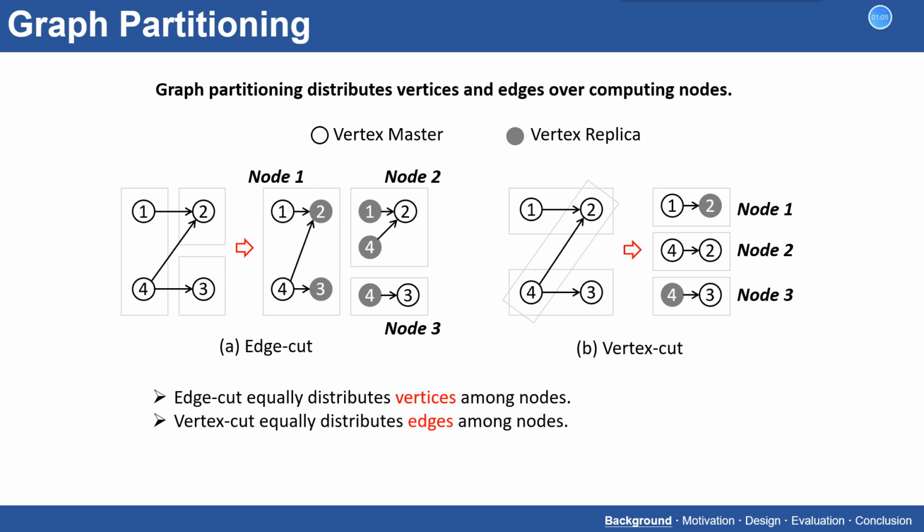In contrast, vertex cut equally distributes the edges among nodes. However, vertex cut only generates vertex replicas. In our work, we adopt the widely used vertex cut strategy. Besides, the replication factor, which is the average number of replicas per vertex, is also an important metric for graph partitioning.